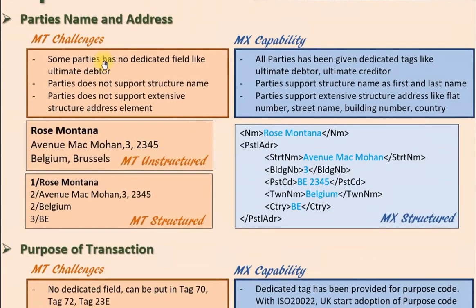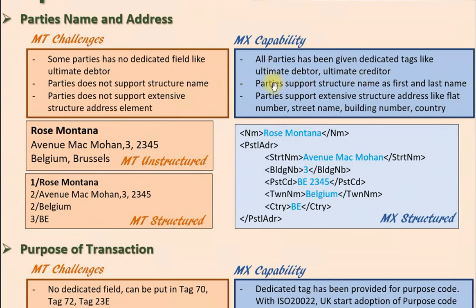The very first one is the party's name and address. The challenges are that some parties do not have a dedicated tag, like the ultimate data. Some parties do not support the structured address. Some parties support some kind of structured address, but that structured concept is not that extensive. So the two examples in MT are below, we'll come to that. What MX has done is resolve the first problem by providing dedicated tags for each and every party. Debtor and creditor were already existing, and they extended it for ultimate debtor and ultimate creditor.